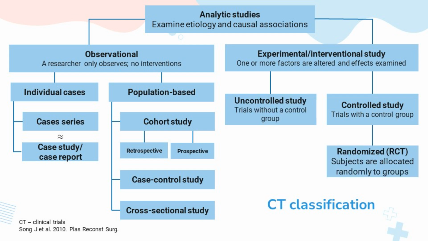Controlled trials can be randomized. In these studies, you assign subjects to groups at random, in some cases, literally by flipping a coin. However, in modern research, randomization is done electronically. If you are not randomizing, your study is called a non-randomized study.